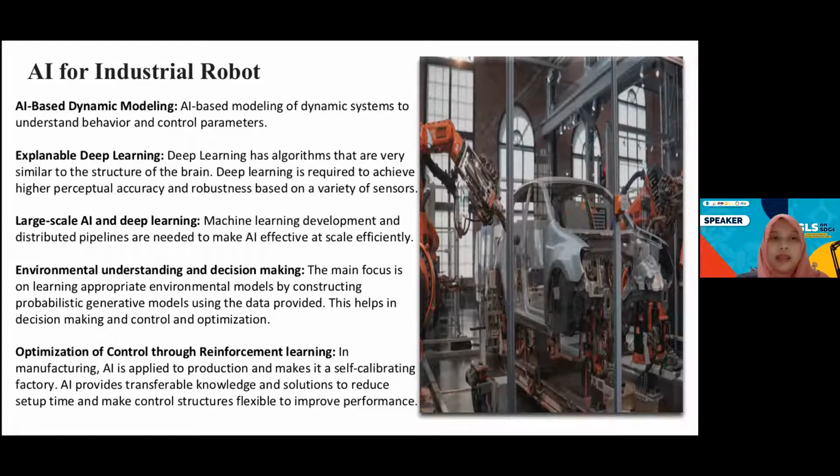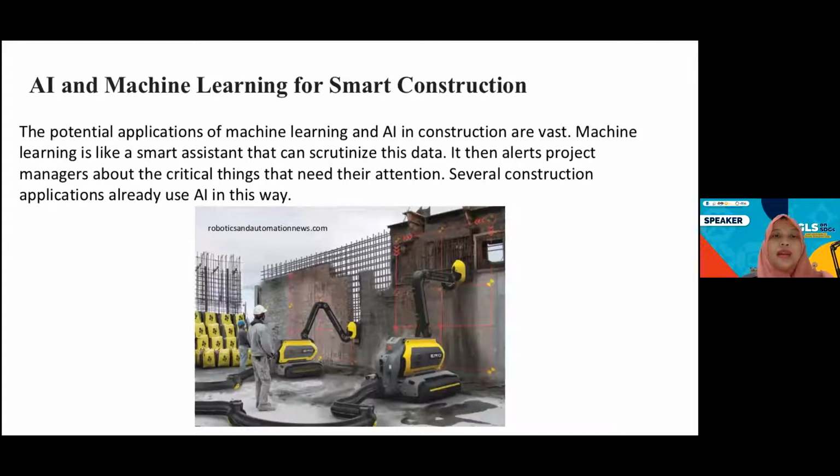So I think we can talk about the next subtopic, what AI can do in infrastructure. Yes, AI and machine learning for smart construction. The potential applications of machine learning and AI in construction are vast, because we have many fields in construction, infrastructure projects, and also the infrastructure of government, software and application development. And machine learning is like a smart assistant that can scrutinize this data. It then alerts project managers about the critical things that need their attention. Several construction applications already use AI in this way.